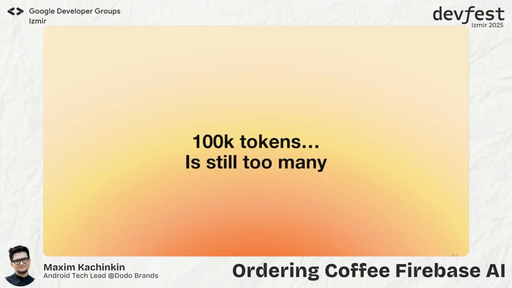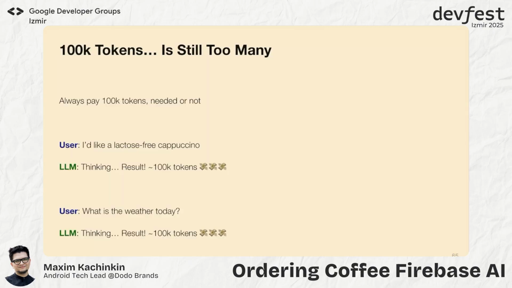100K tokens we are using right now, it's still too many. Well, it's good comparing to the 2 million we start with, right? But it's still too expensive. It doesn't scale for real production cases. And the worst scenario, you spend 100K tokens, you need it or not.